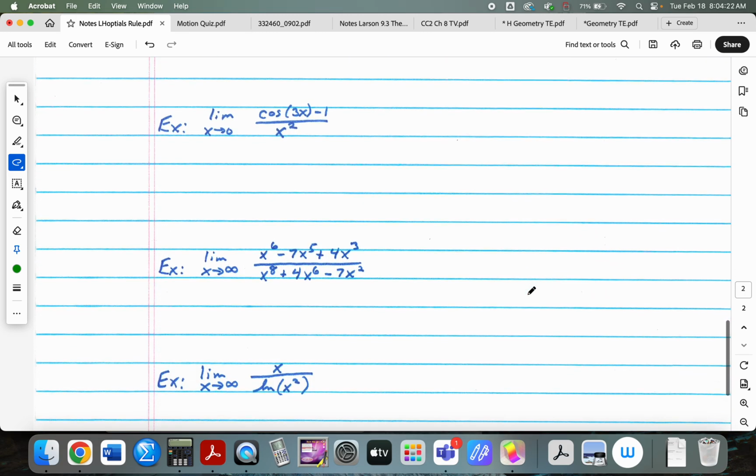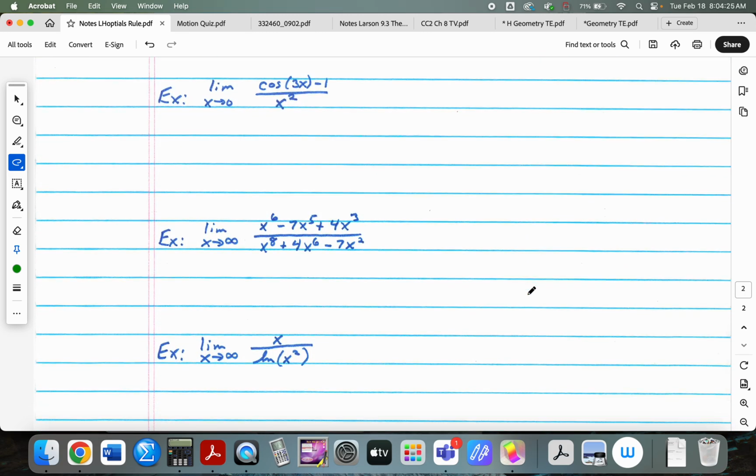For this next one, you'll see that sometimes we will have to use L'Hopital's rule more than once. I usually do it in my head real quick first, before I write out the numerator and denominator separately. But cosine of 0 is 1, minus 1 is 0, 0 squared is 0, so okay. I know I'm going to be using L'Hopital's rule because both the numerator and the denominator go to 0.